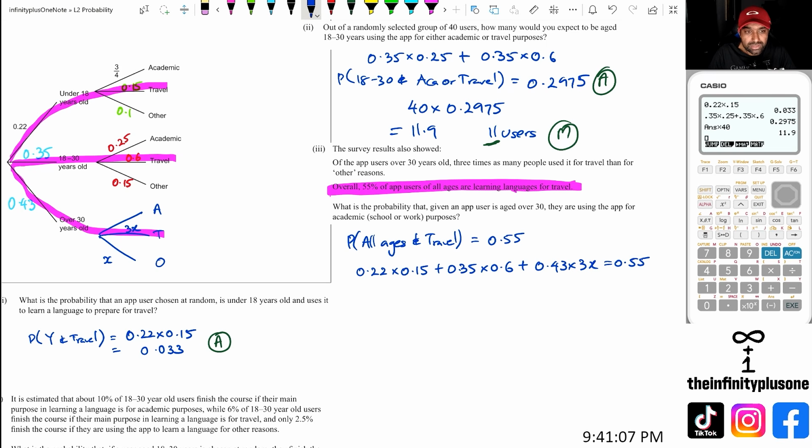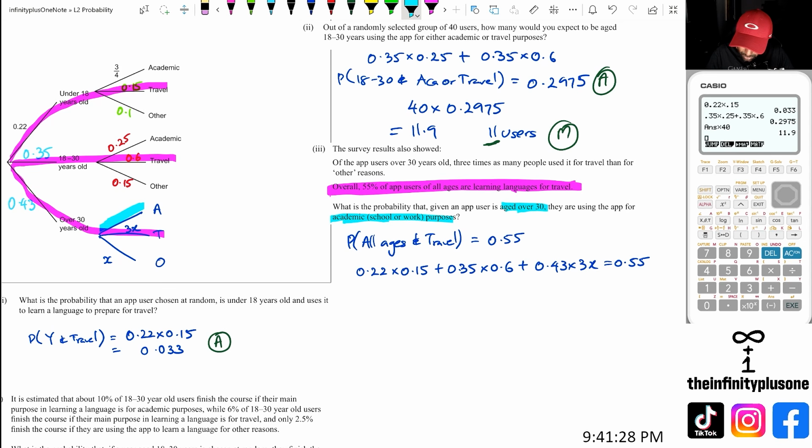Basically what I'm trying to do is figure out what that x value is. I need that x value because what the question is asking is the probability that, given an app user is aged over 30, they are using it for academic purposes. So basically we're looking for this particular branch there.